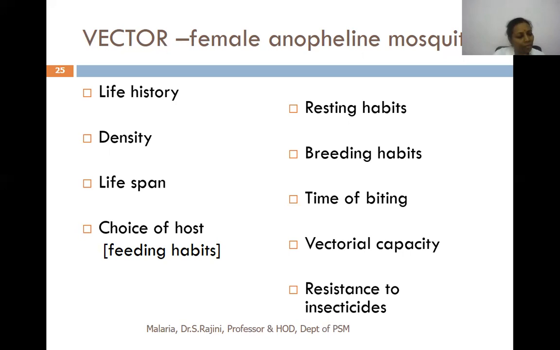The vectorial capacity. The term vectorial capacity refers to the combined effective density of the population and susceptibility to the infection. Resistance to insecticides. Some of this depends on the choice of insecticides which we use. So some insect vectors are resistant to the insecticide, and alternative insecticide usage is needed to prevent resistance to these insecticides.